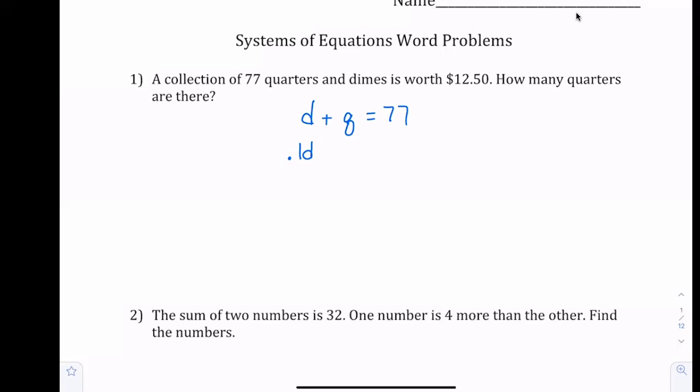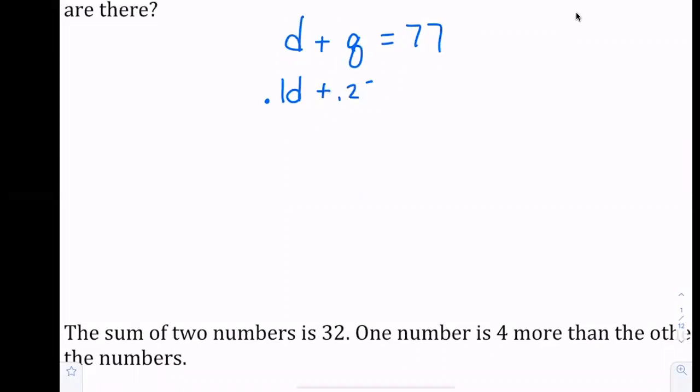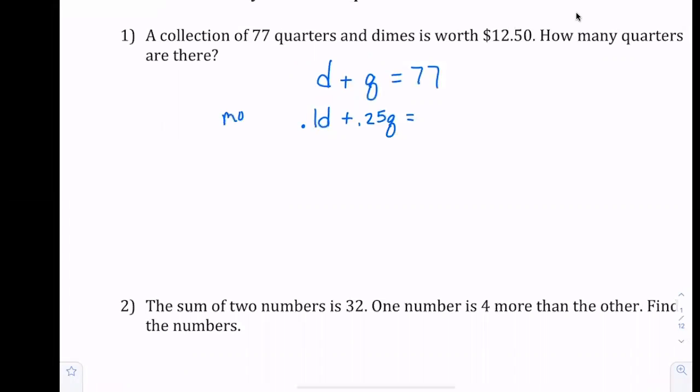Okay, now you have to tell me, what is a quarter worth? 0.25. So come on, guys. Plus 0.25 Q. Now, this is the money. These are the coins. Notice there are 77 coins. How much money do we have? Say it again. $12.50.